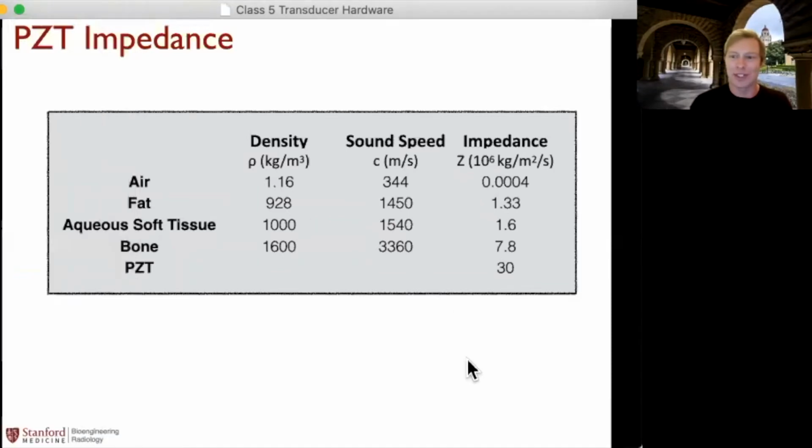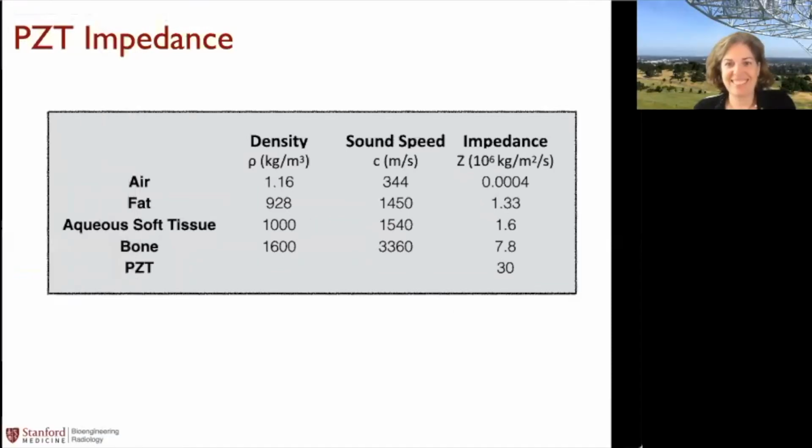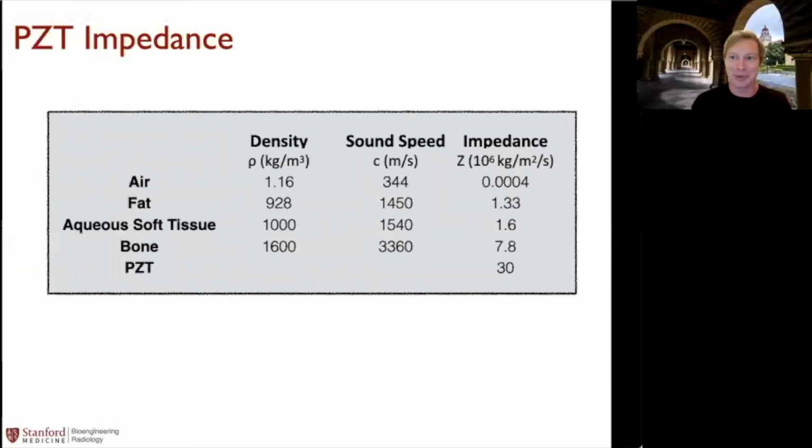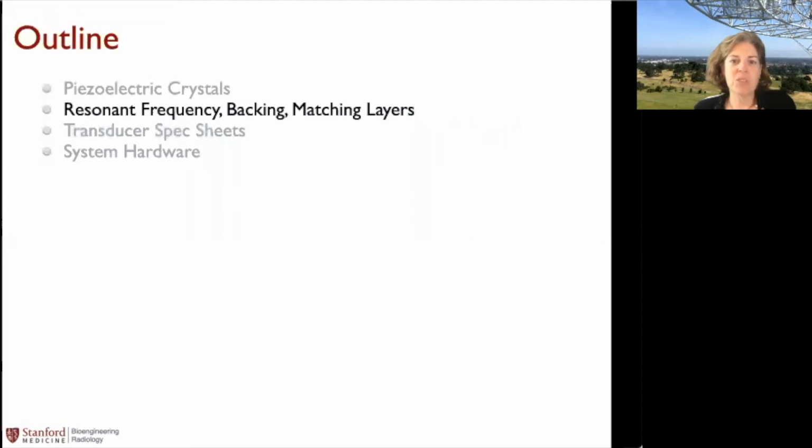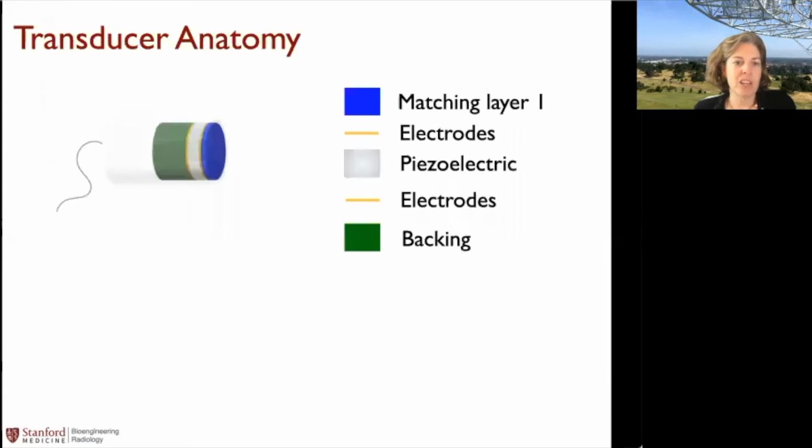Is that a question for me, Kim? Yes, it is. I think you're going to get some reflection and some transmittance. Yeah, a lot of reflection right there. So we'll talk a little bit about matching layers and how that will reduce the reflection. But first of all, let's talk a little bit about the transducer anatomy.